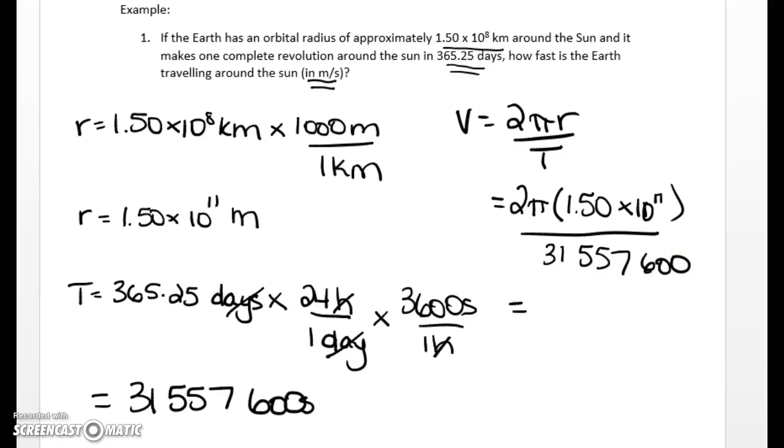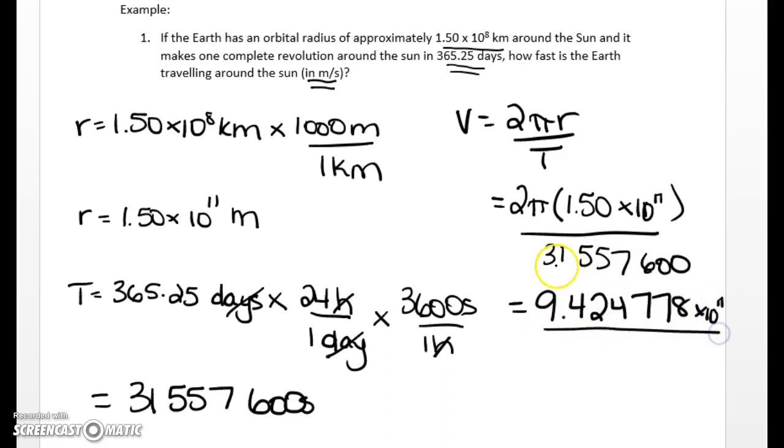So depending on how you like to work, you can put this all into your calculator at once, or you can do this step by step. If we want to do step by step, we can put all of our information for our numerator into our calculators. So we can go 2 times pi times 1.50 times 10 to the 11. And our calculators will give us a pretty big number. It will likely give it to you in scientific notation. So here we should get about 9.424778 times 10 to the 11.